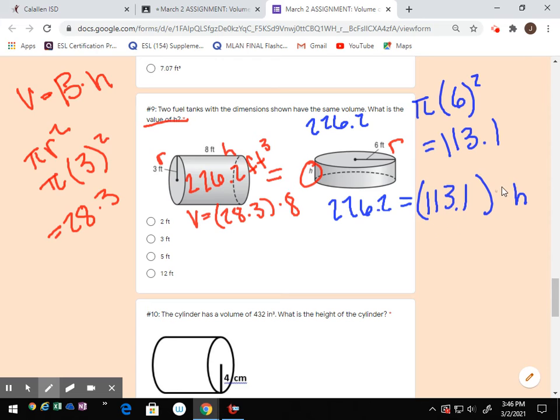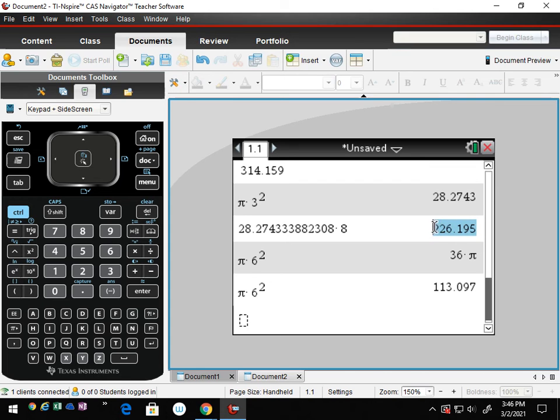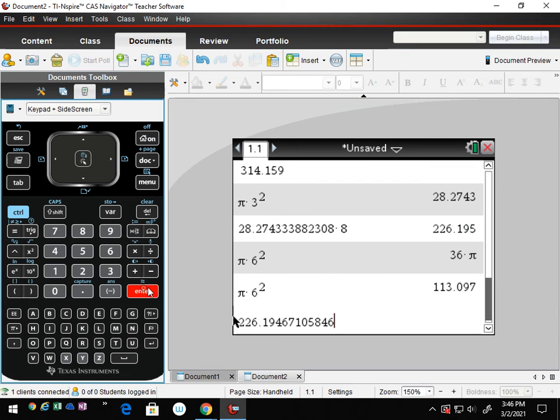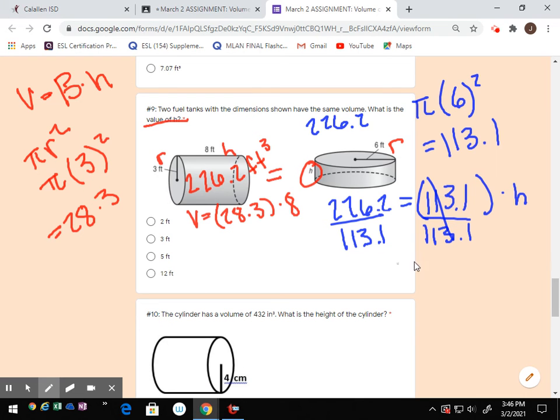Just like the last problem, we're multiplying here. The opposite of multiplying is dividing, so we divide by 113.1 here, which cancels this out, and we divide 226.2 over here. Let's see what this is. We copy this answer down here and divide by our previous answer, which gives 2. So h is equal to 2. Do we have that answer choice? Yes. Our answer choice for number 9 is A.